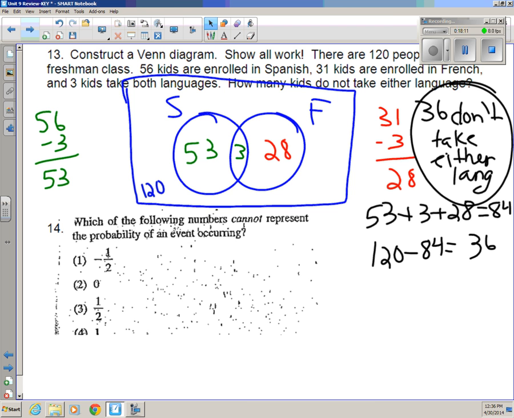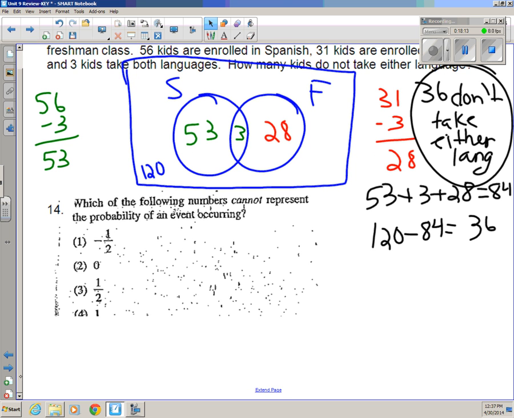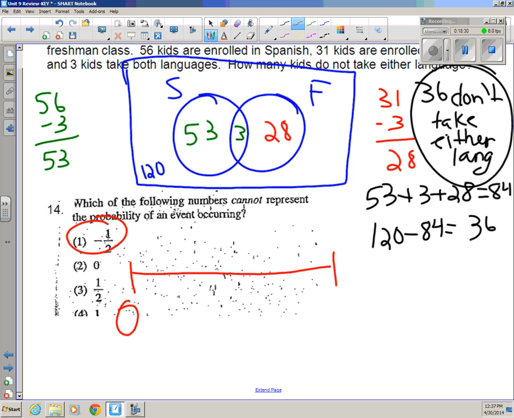Okay, the next one. Which of the following numbers cannot represent the probability of an event occurring? So the choices are -1/2, 0, +1/2, or 1. This would be the one, -1/2. There's not a negative chance something happens. Your probability is on the continuum of 0, it never is going to happen, to 1, it's always certain to happen, or 50%, 1/2, maybe yes, maybe no, and anything in between. You can never have a negative value.